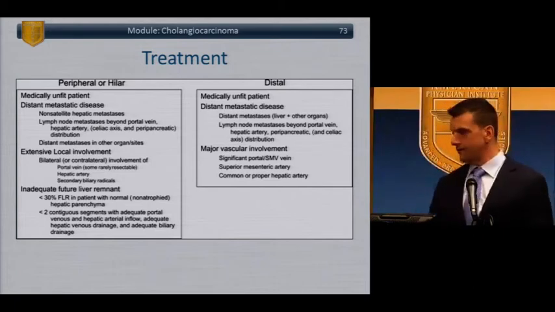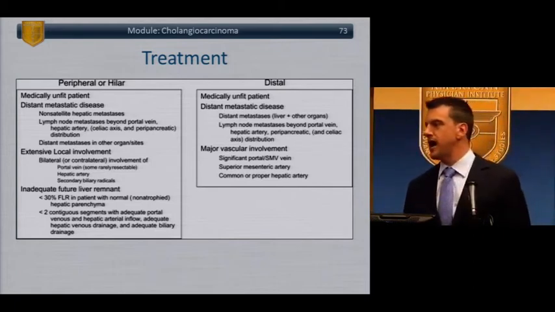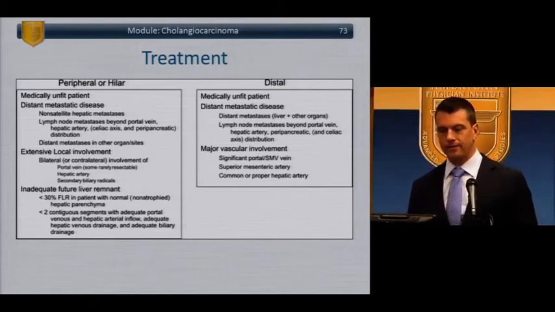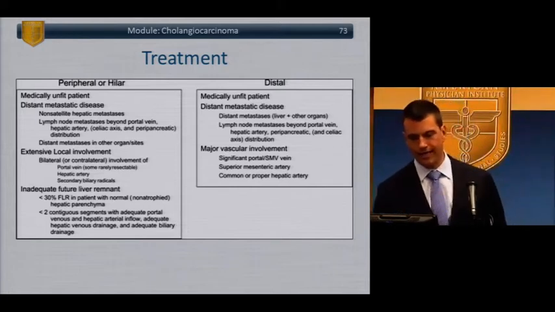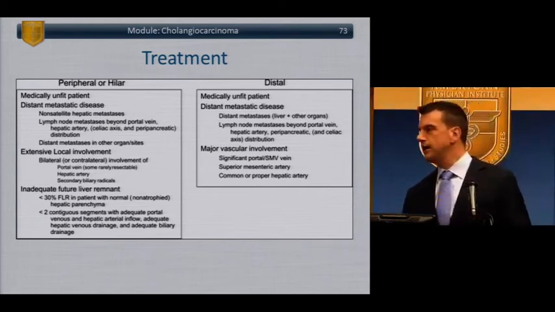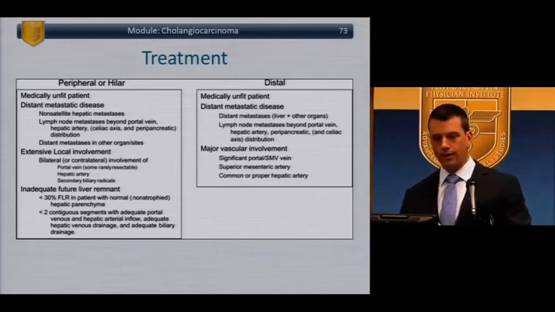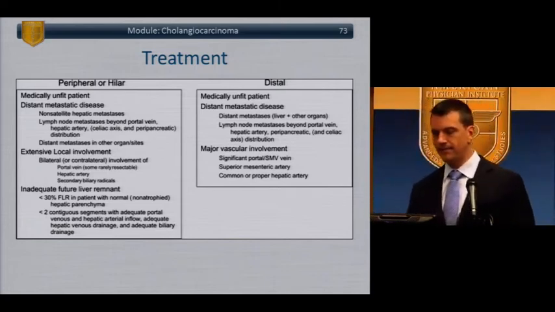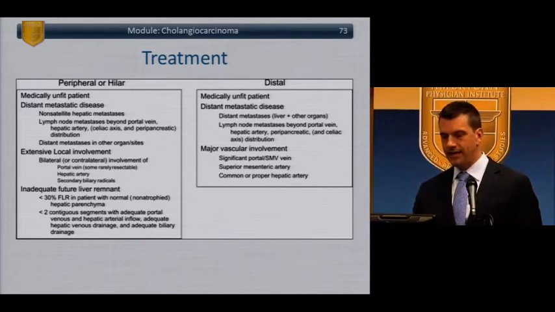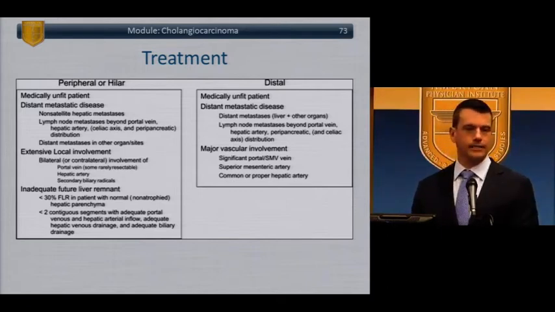This here is something for your review as you get closer, but it looks at reasons for not resecting. Again, someone who's medically unfit, distant metastatic disease, extensive local involvement where you get bilateral encasement of portal vein, hepatic arteries, or secondary biliary radicals. Also, you have to gauge how much liver remnant you'll have. If there's less than 2 contiguous segments or less than 30% functional liver remnant, that is a contraindication to hepatic resection. For distal lesions, it's medically unfit, and again, extensive lymph node disease, distal mets, or significant involvement of the SMV, SMA, or the common and proper hepatic arteries.